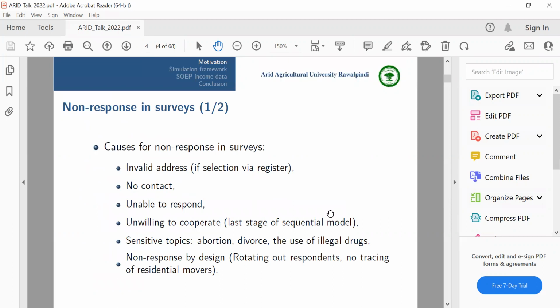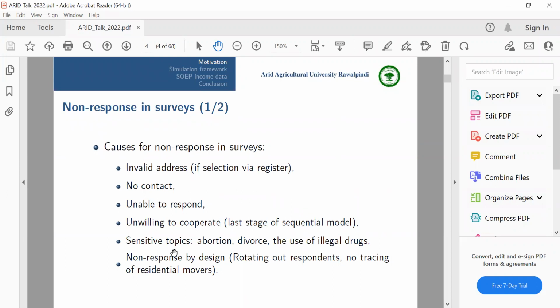So as I told you, there are many reasons for non-response. There may be some invalid addresses. अगर हम selection करें via register survey, अगर हम register survey को सामने रखें तो invalid addresses की वजह से भी काफी लोग response नहीं कर पा रहे होते. No contact, unable to respond, या कुछ लोग बाद में cooperate नहीं करते. अगर हमारे पास panel data कुछ stages पे वो response कर लेते, but in some ways they are not interested to cooperate, so they leave the panel.